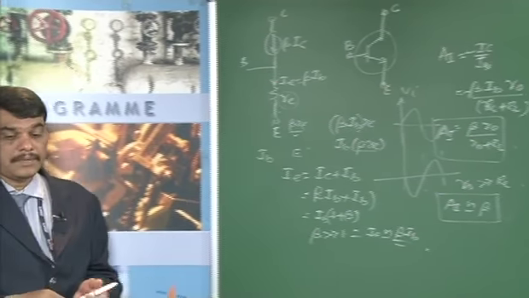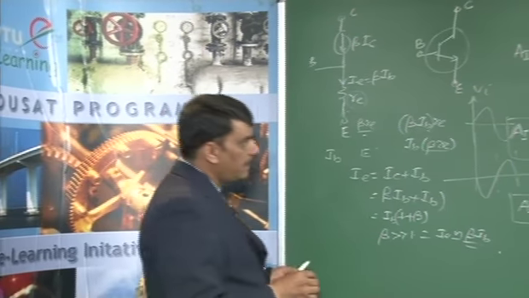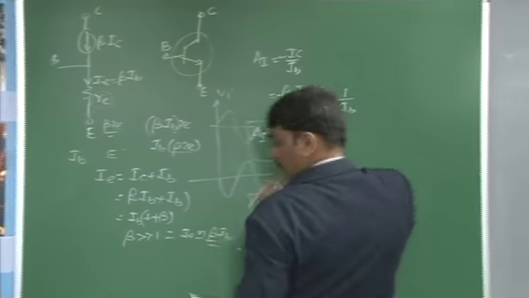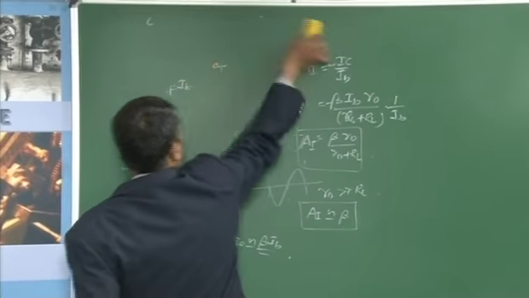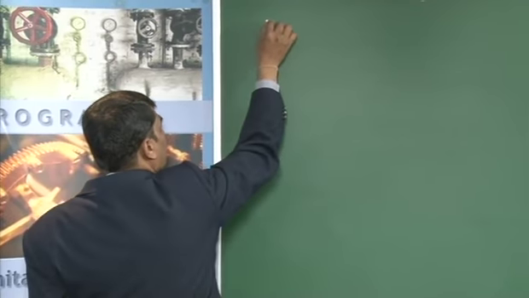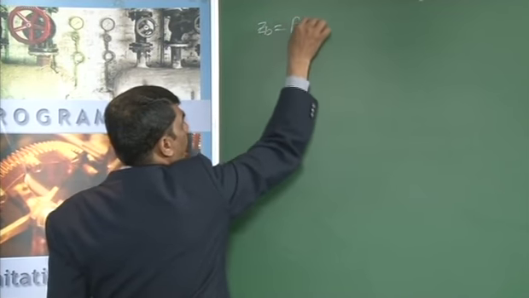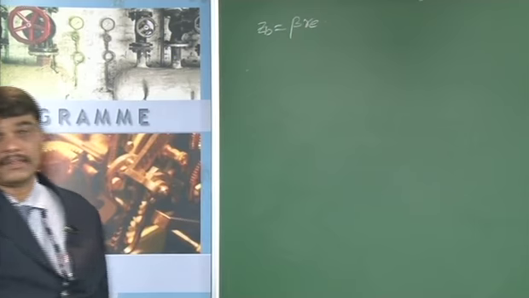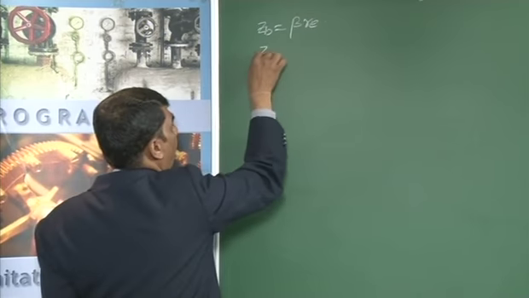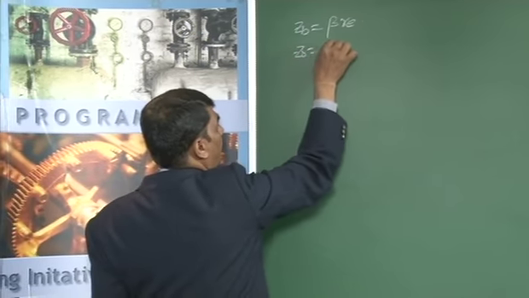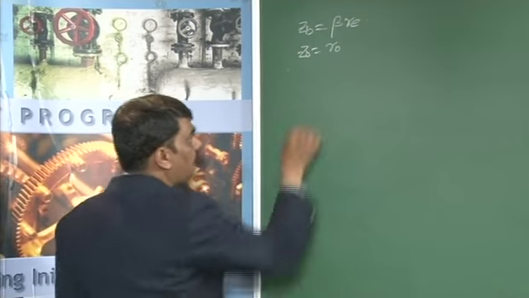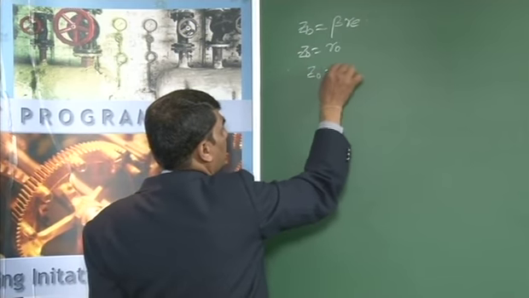For this common emitter configuration, we have studied that ZB is equal to beta times RE, and the output impedance Z0 is equal to R naught. Under ideal conditions, Z0 is equal to infinity.